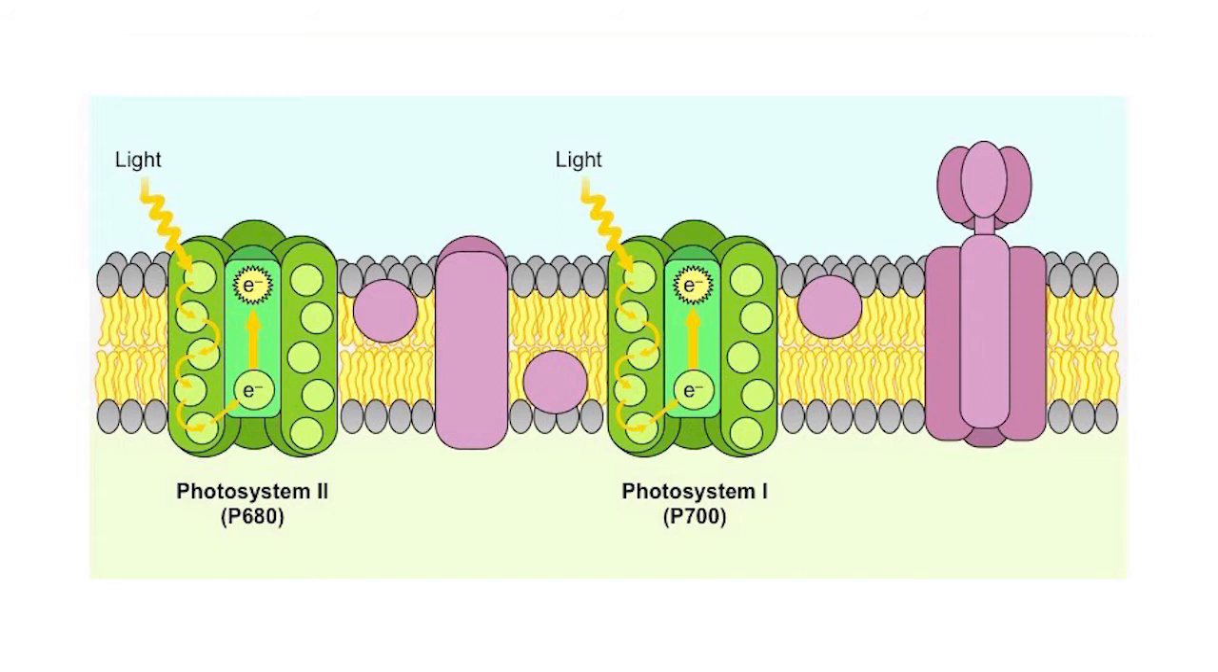Both PS1 and PS2 can be found in plants and cyanobacteria, whereas only one of the two photosystems is used by the anoxygenic photosynthetic bacteria.